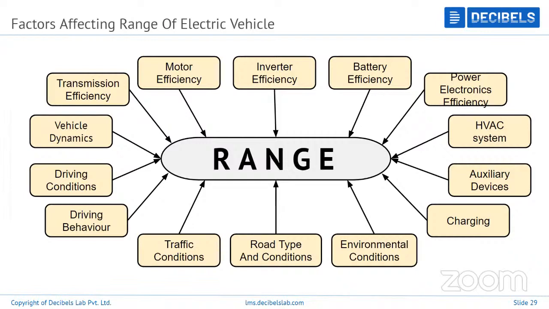That's again energy loss. Then HVAC system, when you come to bigger vehicles like four-wheelers, where HVAC stands for all your AC, heating and cooling, auxiliary devices, your instrument clusters, audio device, charging depends, the way you charge, fast charge, slow charge, environmental condition, road type condition, traffic condition, driving behavior, driving condition. So n number of parameters play a vital role when you talk about just the range of your vehicle in EV.